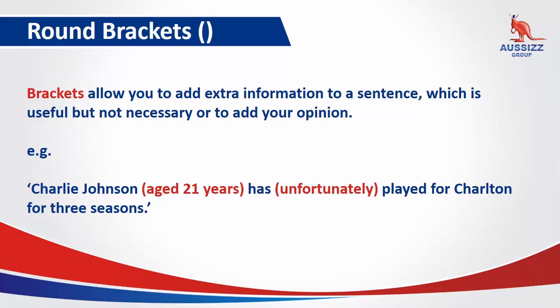For example, Charlie Johnson, aged 21 years, has, unfortunately, played for Charlton for 3 seasons. Now you can take out the things in the rounded brackets and it doesn't affect the sentence. Charlie Johnson has played for Charlton for 3 seasons. As you can see, the things within the brackets can be taken out. Another way of using the brackets is if you want to insert information, but you don't necessarily want to change the sentence structure. You can put them within brackets and then word them properly.